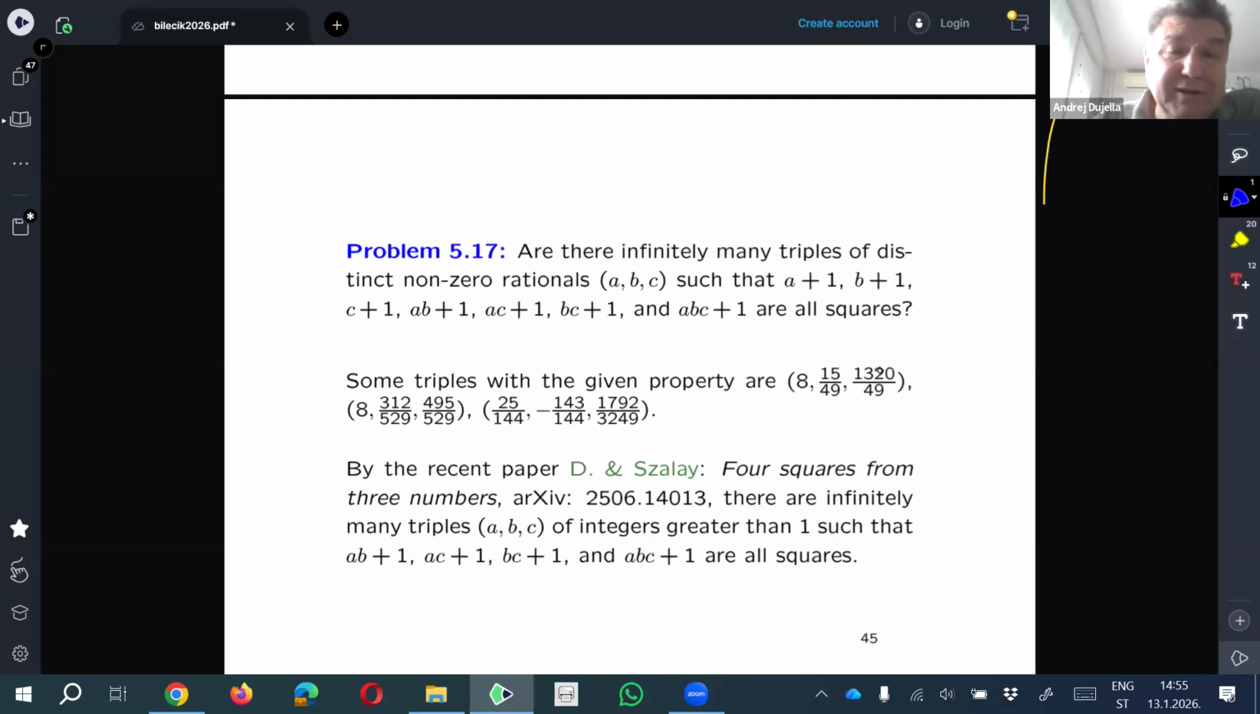from a very recent paper, my last paper. It is still a preprint, joint work with Laszlo Szalai.